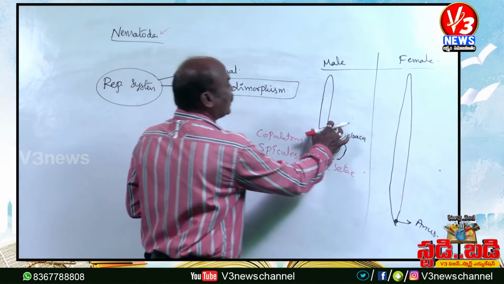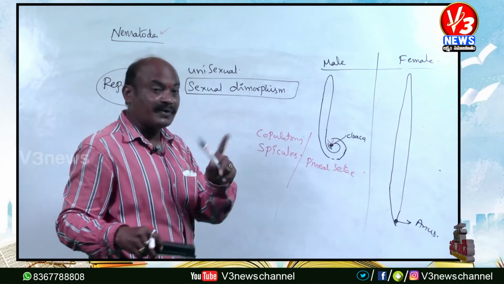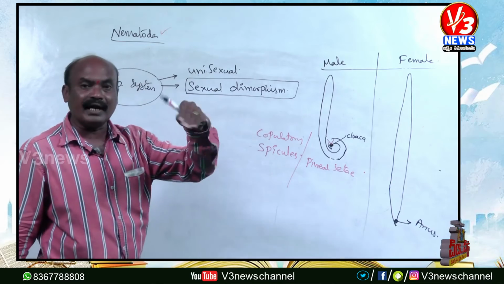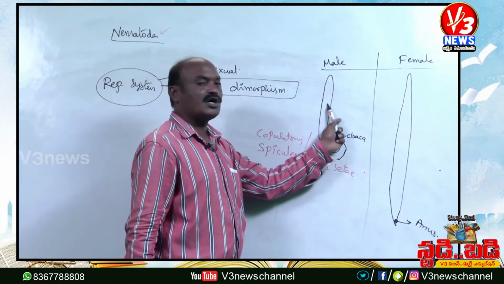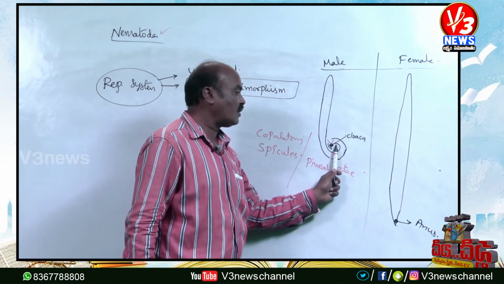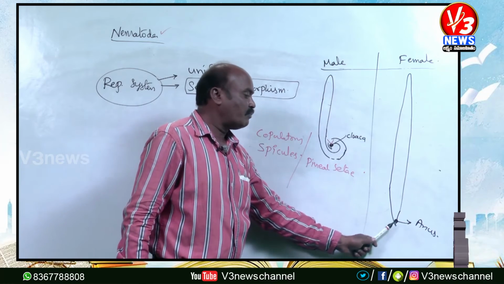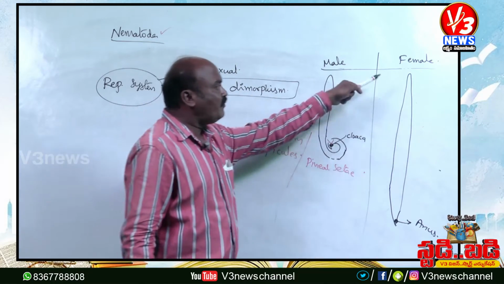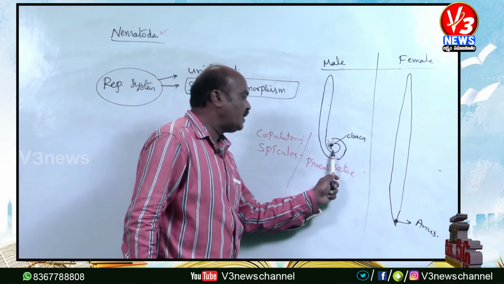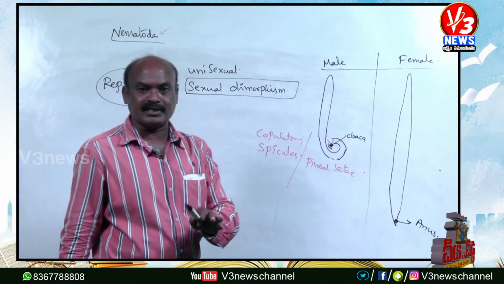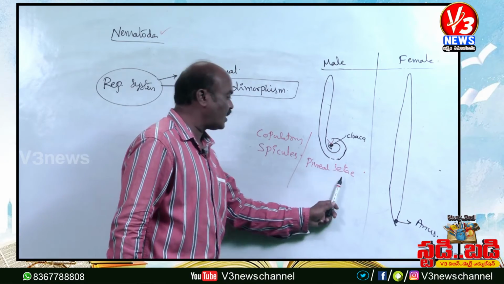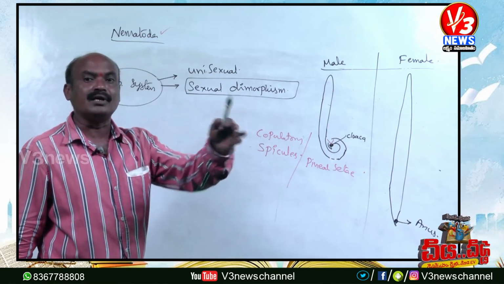So this is about the differences. I am giving here only the differences between male and female because they exhibit sexual dimorphism. Once again, I will repeat these 3 points. Males are shorter than the females, and in males the posterior end is a curved tail. In females the posterior end is straight, and it possesses the anal aperture or anus. In males, the cloacal aperture possesses a pair of equal or unequal penial spicules or copulatory spicules. They help in copulation.